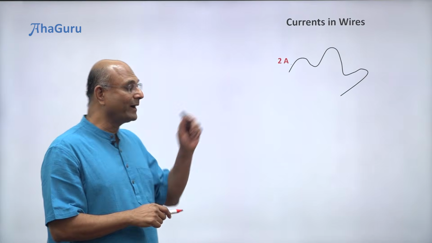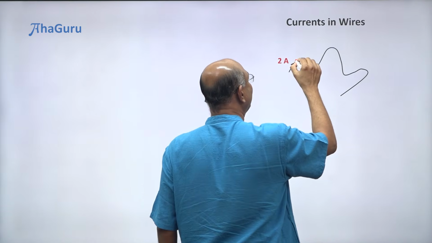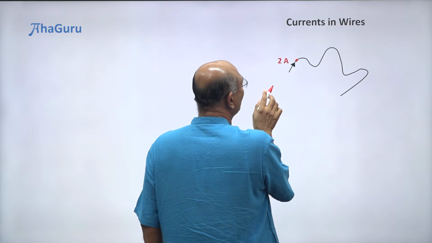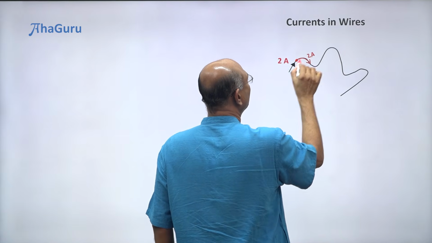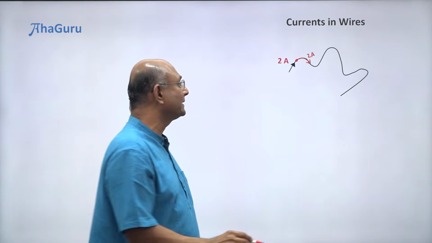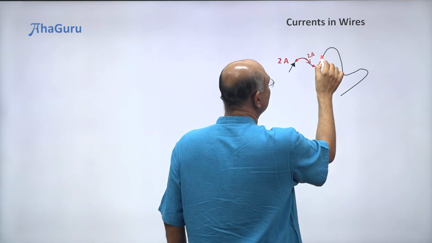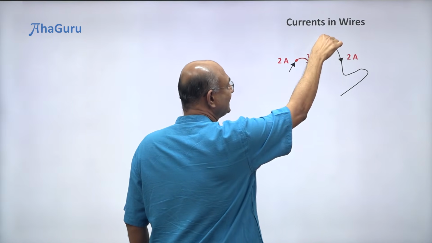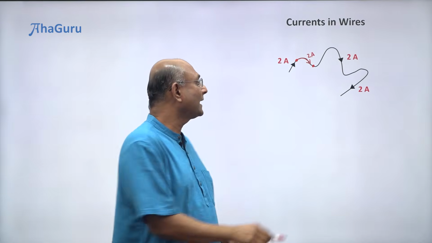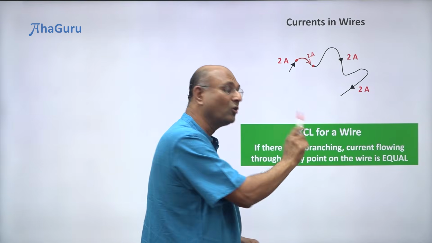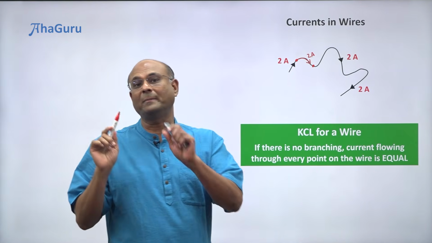Let us now look at this wire. There is a current of 2 amperes entering the wire. At this point, if I think of this as a junction, whatever is entering the junction must get out of the junction. So that means the current that is coming out of the junction must be 2 amperes. I can again think of this point as a junction. So if this is 2 amperes, this is 2 amperes and so on. So I can say that this current is 2 amperes, this current is 2 amperes. Everywhere the current is 2 amperes. If there is no branching, then the current flowing through every point of the wire will be 2 amperes.